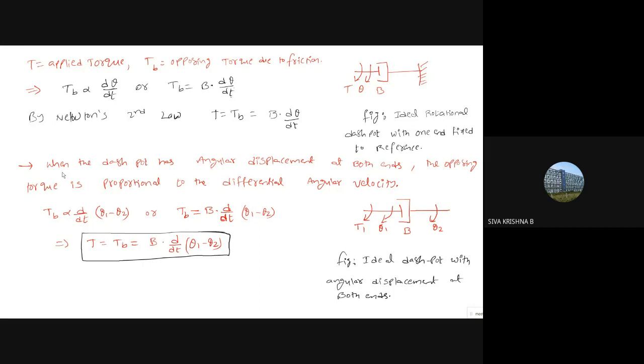The second one is the difference. That is, the dashpot is placed in between two displacements, that is theta one and theta two. That is why, if the torque is from the left side, theta one minus theta two is here. So suppose the torque is from this side, you can write it as theta two minus theta one. Okay, remember.